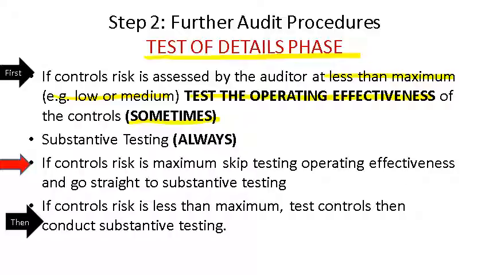But if we assessed at less than the maximum, low or medium, we would first test the operating effectiveness of the controls, and then we would do our substantive testing. And we always have to do some amount of substantive testing, even if we had assessed the risk of material misstatement at the maximum, in which case we would have followed the red arrow from the previous slide.